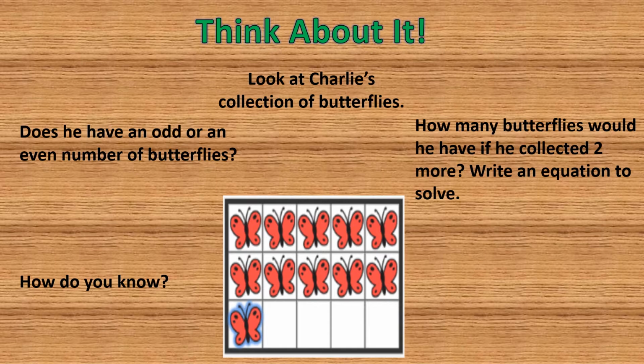How many butterflies would he have if he collected 2 more? I want you to think about writing an equation to solve that problem. Go ahead. Get that paper, get that pencil out. How can you write an equation to solve the question if he had these butterflies and he collected 2 more? What would you do? Oh, I see those pencils moving. I know you're doing it. I know you're coming close. Keep working.